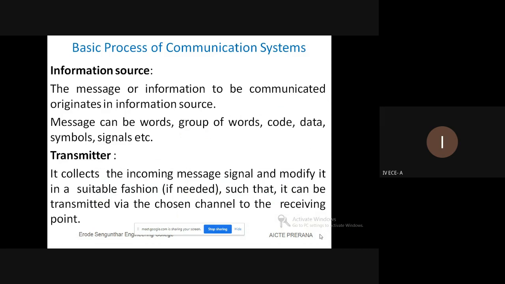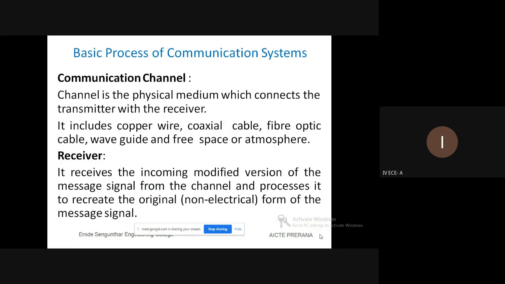The next block is the transmitter. The main objective of the transmitter is to collect the incoming message signal from the information source and modify the signal to a suitable form that can be transmitted via the chosen channel to the receiver section. The next one is the communication channel. It is a physical medium which connects the transmitter and the receiver. The communication channel may be copper wire, coaxial cable, fiber optic cable, waveguide, and free space or atmosphere.